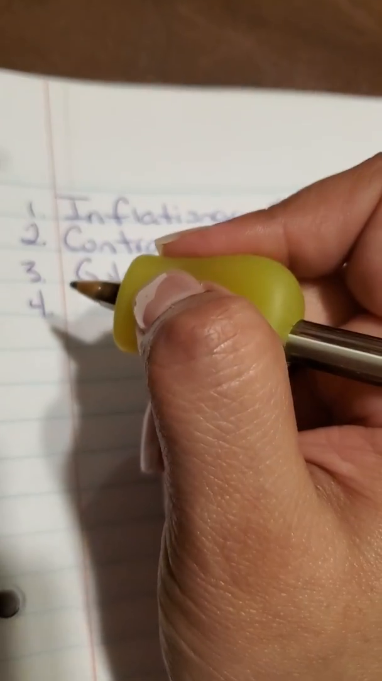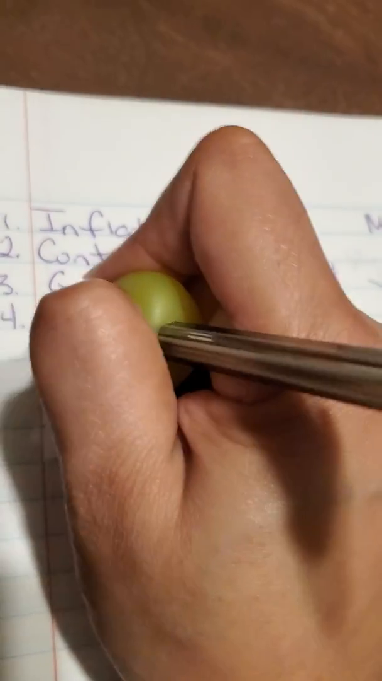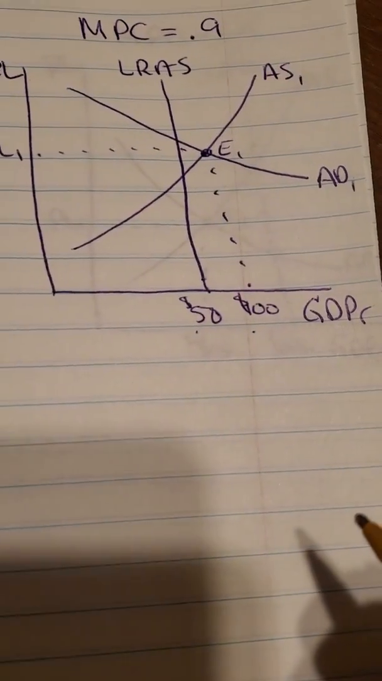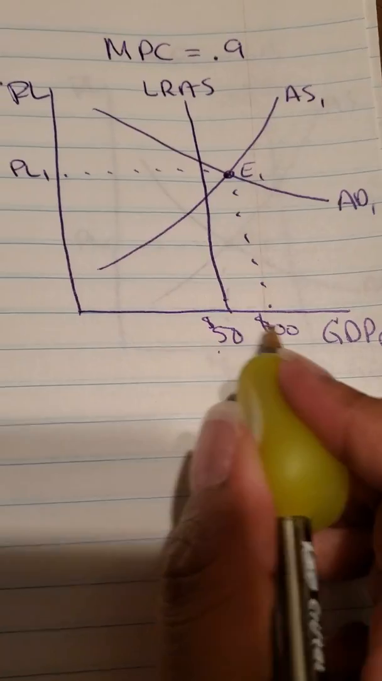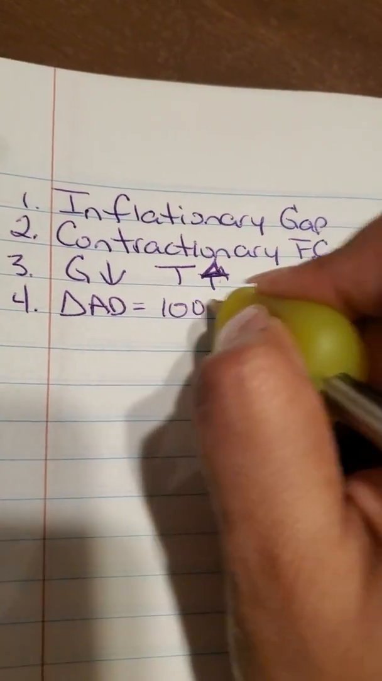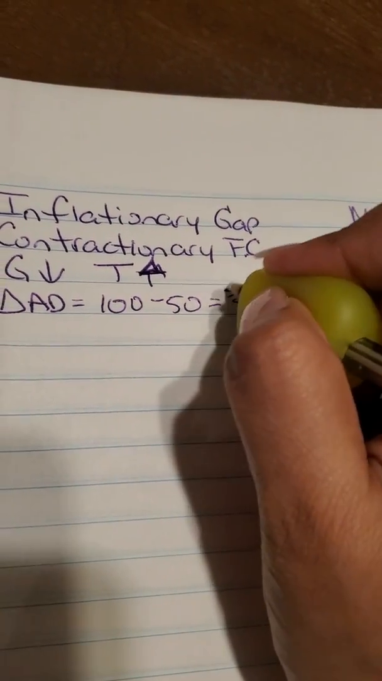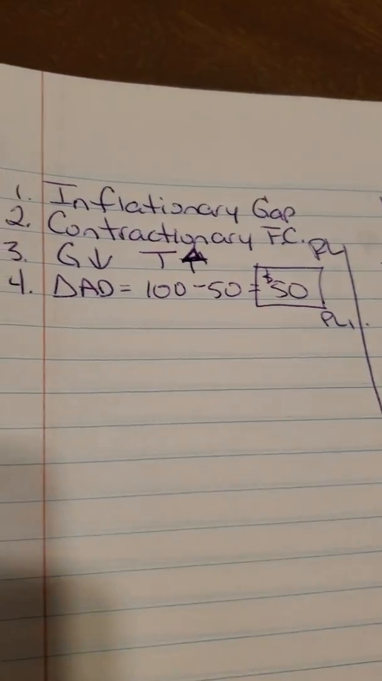Number 4 is the change in aggregate demand that we need. So again, the difference between the two. So 100 minus 50 gives us $50 billion.